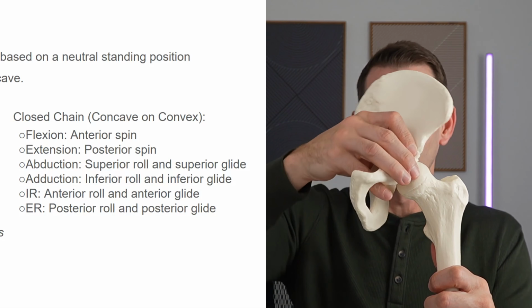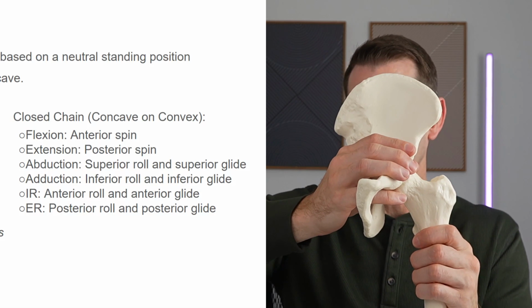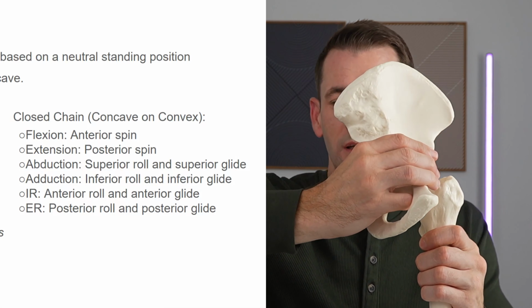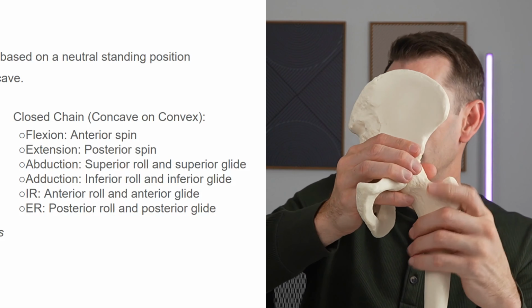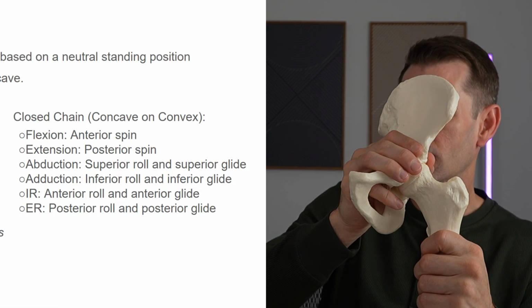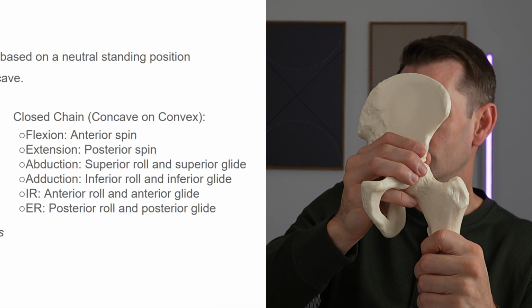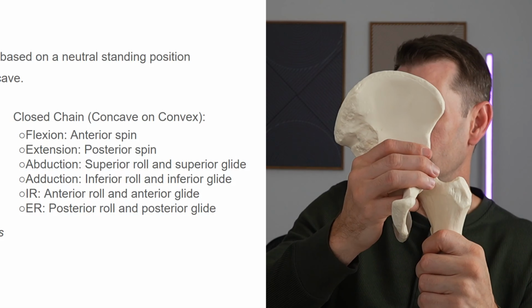So we get an inferior roll and an inferior glide or slide. All right, moving on to our final motion, transverse plane motion of internal and external rotation. So let's do internal rotation first. I'm planted on my left leg and I move that pelvis on the opposite side forward. That makes relative internal rotation happening from that acetabulum to that femur. That's going to be an anterior roll and an anterior glide or slide.